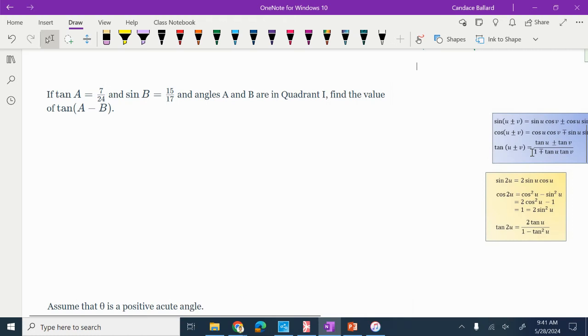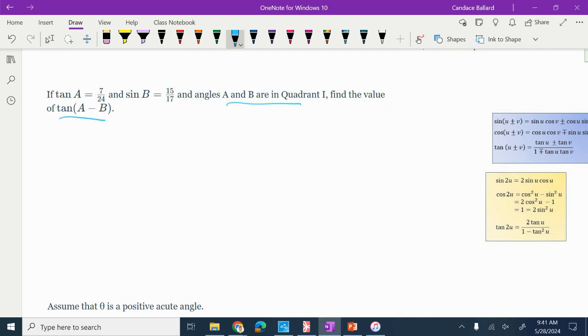In this video, we have the tangent of A is 7 over 24, and the sine of B is 15 over 17, and angles A and B are in quadrant 1. Find the value of tangent of A minus B. So this is just telling us that everything's going to be positive.